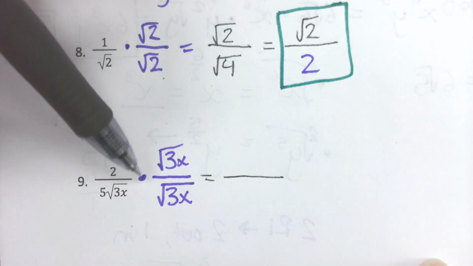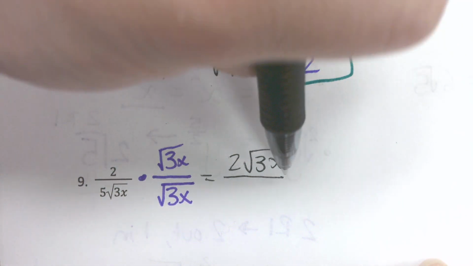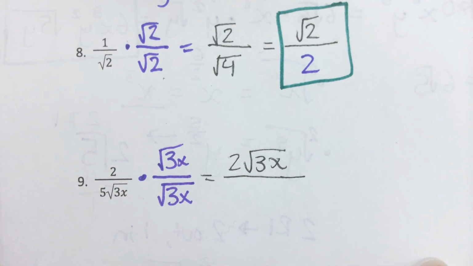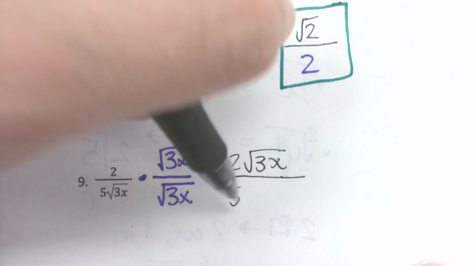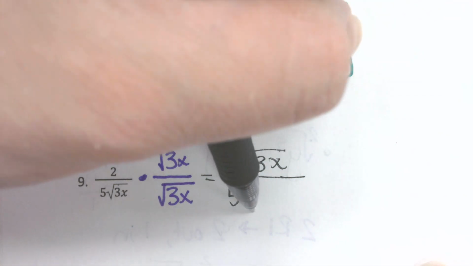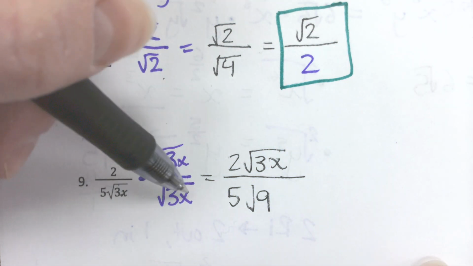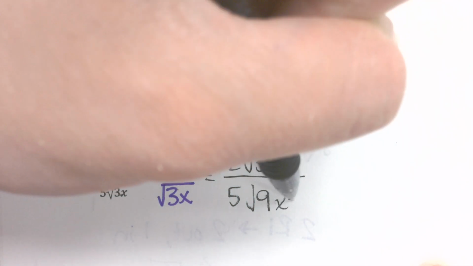On the top, 2 times square root of 3x, just put it together. On the bottom, carry the 5 over. Square root of 3x times the square root of 3x. Multiply. 3 times 3 is 9. X times x, there's 2 there, that is x squared.